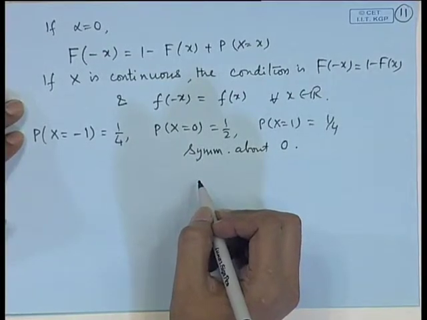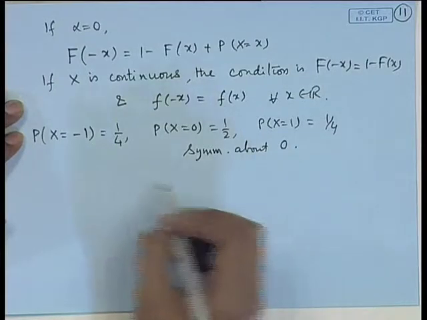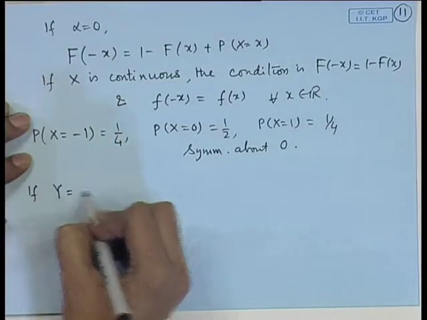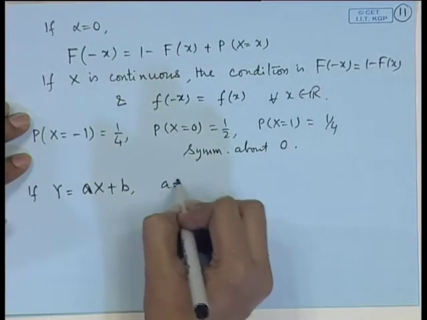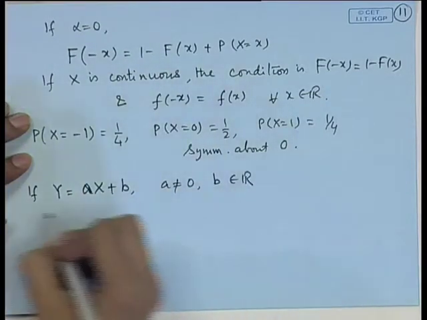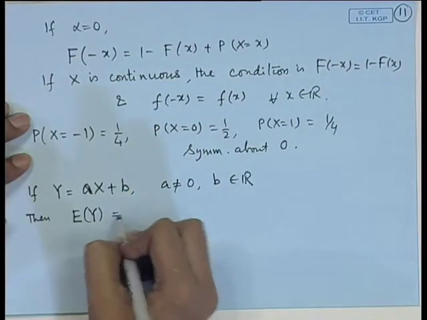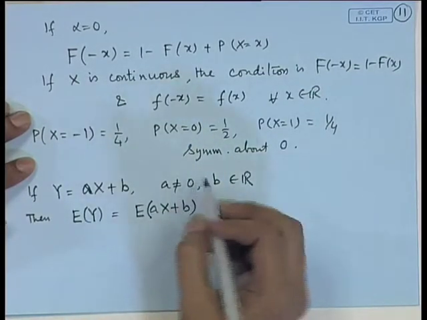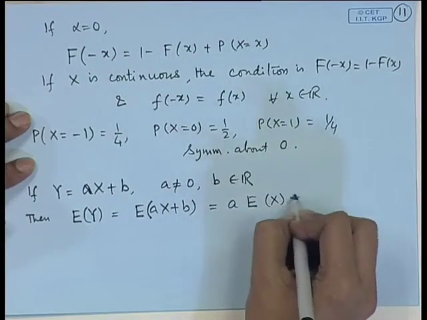We notice here some properties about the expectation function. For example, if I define y is equal to a x plus b, where a is any non-zero real number and b is any real number, then if we consider expectation of y, it is expectation of a x plus b, it will become equal to a times expectation of x plus b.